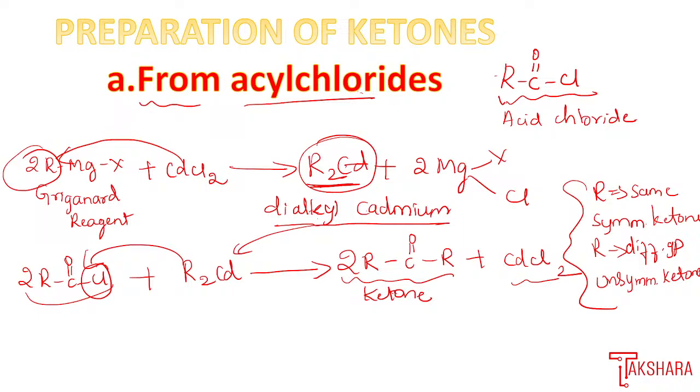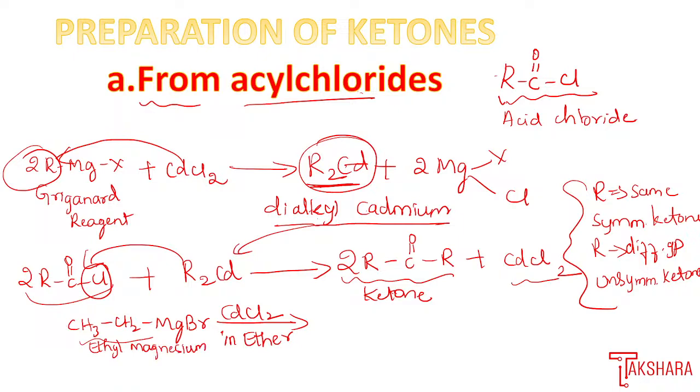Now in place of R, if we substitute any of the groups, let us consider CH3CH2MgBr. When it is treated with CdCl2 in ether, what is this reactant molecule? Ethyl magnesium bromide. When we treat ethyl magnesium bromide with cadmium chloride in the presence of ether solution, what do we get here?